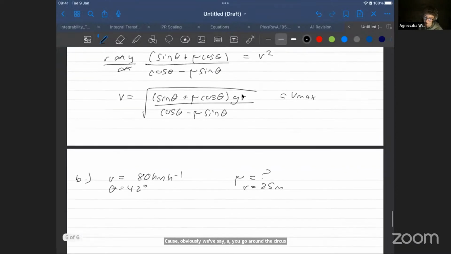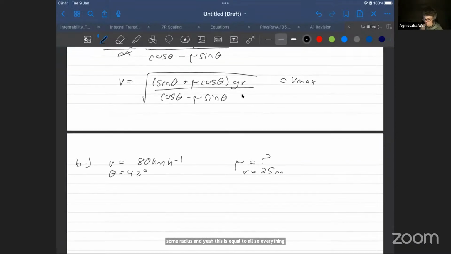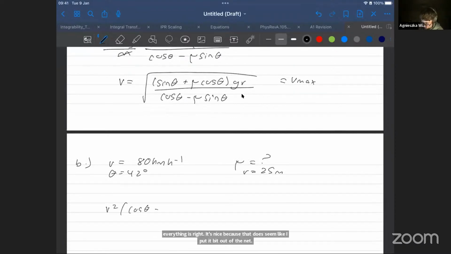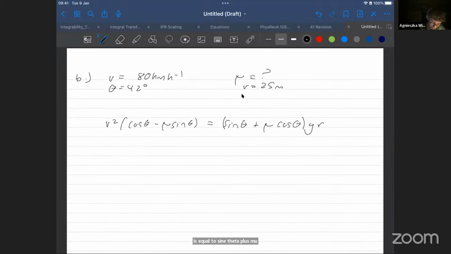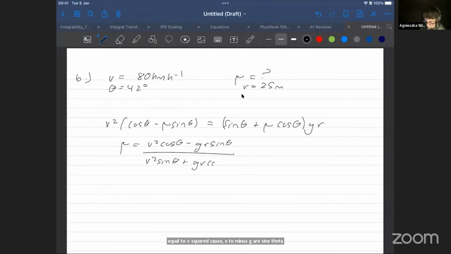So what we're going to do is rearrange our expression for v to make mu the subject. So v squared (cos theta minus mu sine theta) is equal to (sine theta plus mu cos theta) g r. For the purpose of keeping this short, you can go through the algebra yourself. It's just rearranging an equation. I get that mu is equal to (v squared cos theta minus g r sine theta) over (v squared sine theta plus g r cos theta), like so.